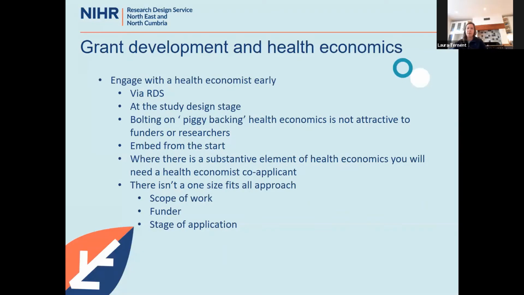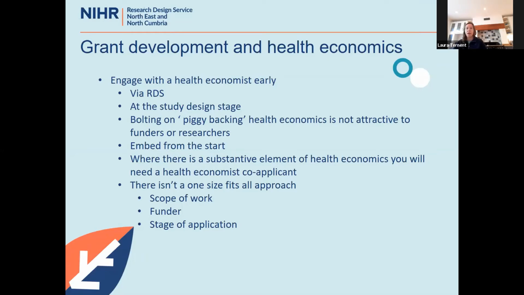So in terms of grant development and health economics, I guess, some of the top tips or take-home messages. The key thing for us is to engage ideally with a health economist really early on in the process. And ideally that would be via the RDS. And at the design stage, so really early on when you're thinking about your proposal, you're thinking about your project, engage with us really early. The idea of bolting on, what others might call piggybacking, health economics onto the end of a project or the 11th hour isn't attractive to funders because it's not coherent and they see through it. It's not attractive to us as researchers or health economists because we can't do the best job that we want to do. So ideally you would embed it from the start.